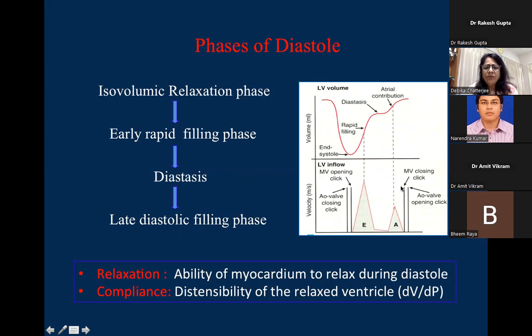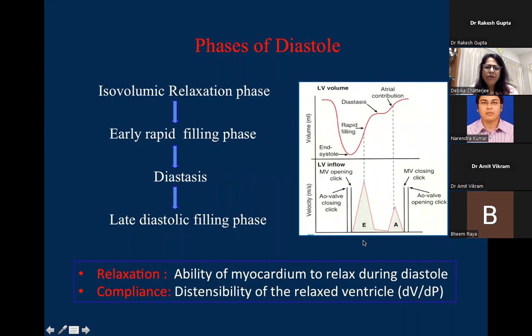And that 20% of the blood is still in the left atrium. So the atrium undergoes contraction. We call it LA pump or late diastolic filling phase, by which the 20% of the blood from the left atrium goes to the left ventricle, which gives rise to the A wave. So normally E is more than A wave.